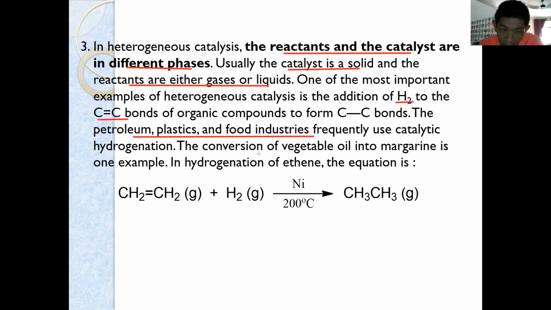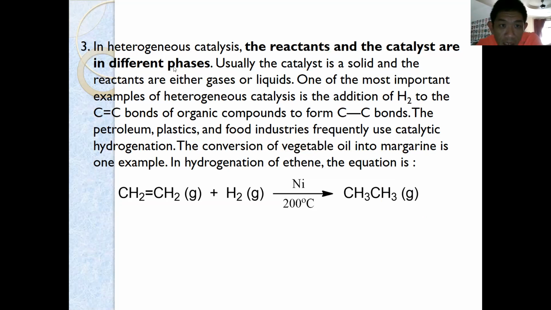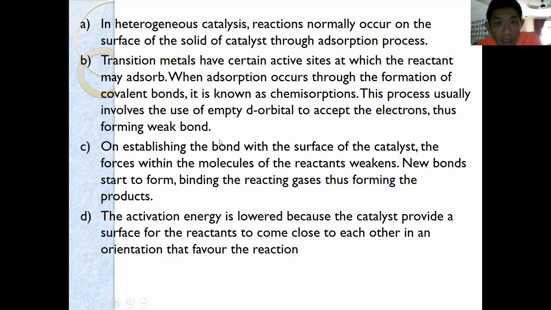An example is the conversion of vegetable oils into margarine, where according to the equation CH2 double bond CH2 plus H2 give, with nickel at 200 degrees Celsius, CH3CH3. So this reaction uses nickel as a catalyst, and the two reactants here are gases. That is why we say that it is a heterogeneous catalyst. So in heterogeneous catalysis, these are all explanations, no equations.